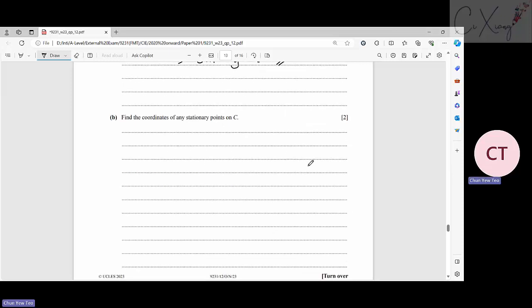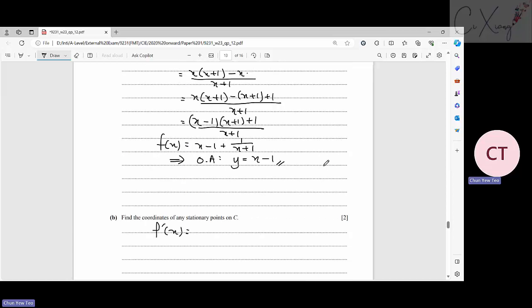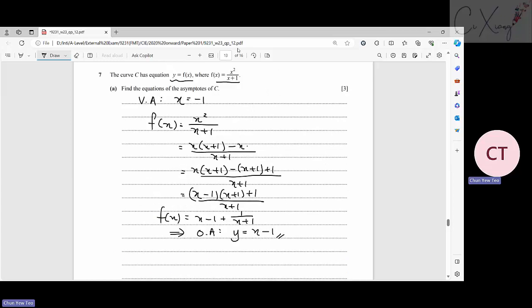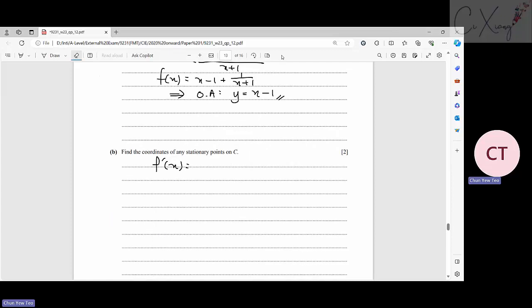Then part B, they want you to find the coordinates of the stationary point. In order to find the coordinates of the stationary point, you need to do the differentiation. Usually we differentiate from the original f(x), but since I have reduced f(x) to this form, it's better for me to differentiate over here. That will be faster. So if you differentiate f(x), you get 1 minus 1 over (x plus 1) squared.